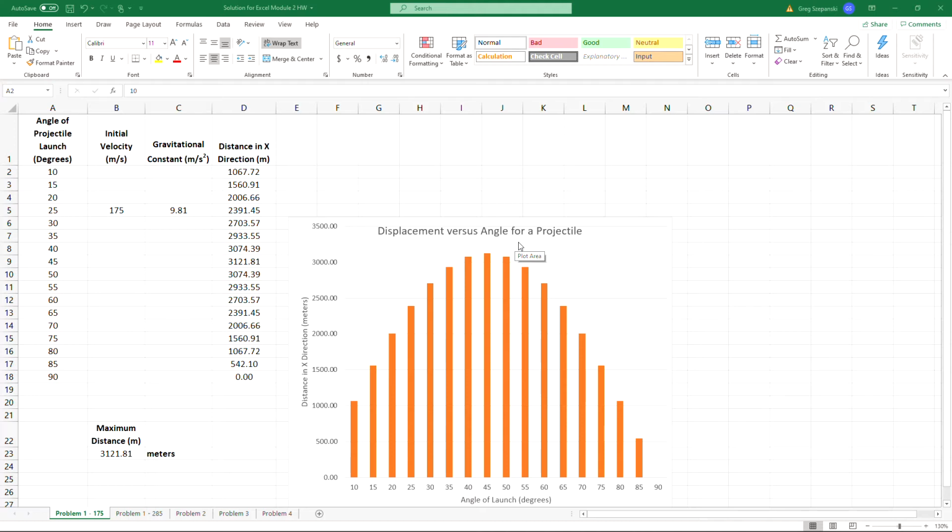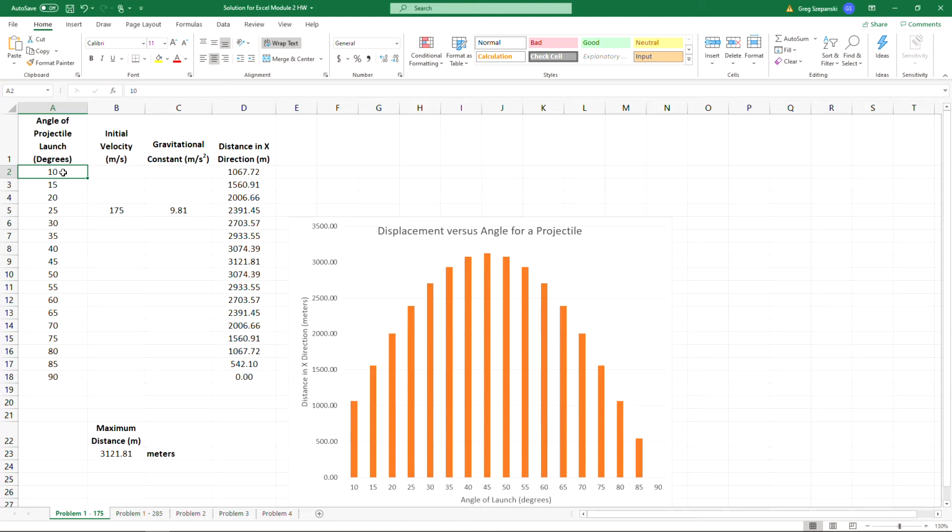So if this cannon or artillery is sitting flat at the ground, and we change the angle of the barrel, and we change it in this case from 10 to 90 degrees, right? 90 degrees being straight up. We figure out how far the thing can go for different initial velocities.